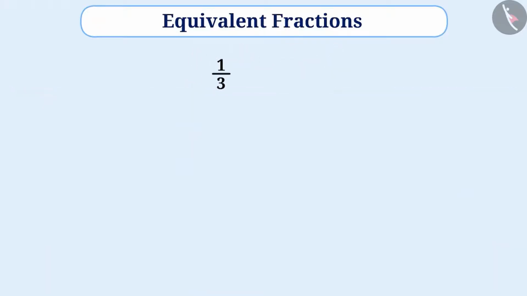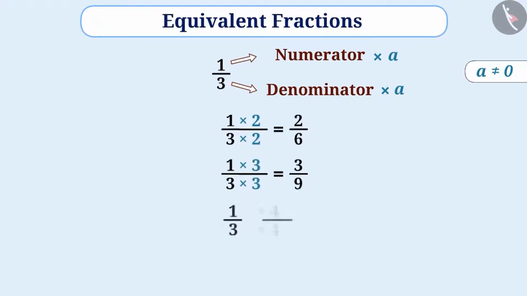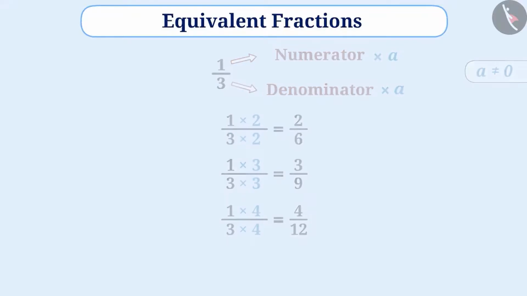One of the ways to find the equivalent fractions of any given fraction is to multiply its numerator and denominator by the same number. For example, multiplying the numerator and denominator of 1 by 3 with 2 will give 2 by 6. Multiplying with 3 gives 3 by 9 and with 4 gives 4 by 12, which are equivalent fractions.